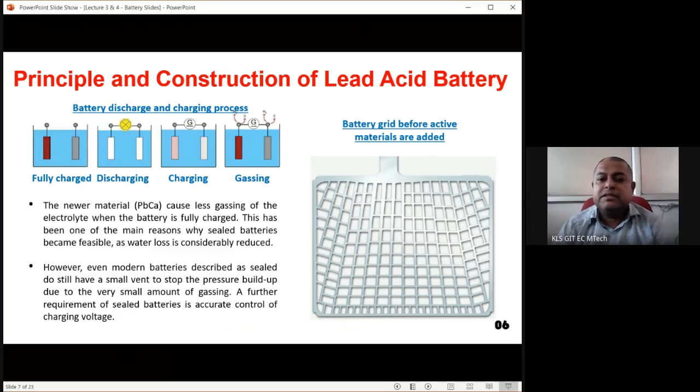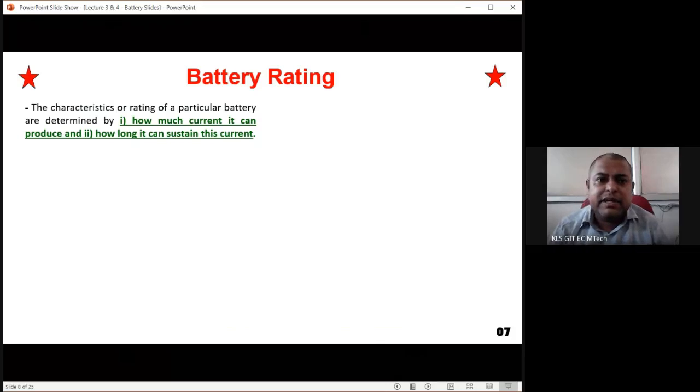On the right side you can check the battery grid before the active material is added to it. This is a metallic grid, and on it they put a lot of active materials, which produces the electrodes. For details of these diagrams you can go through the Bosch site or any battery website. This is not within the scope of the syllabus, so I am not explaining that.